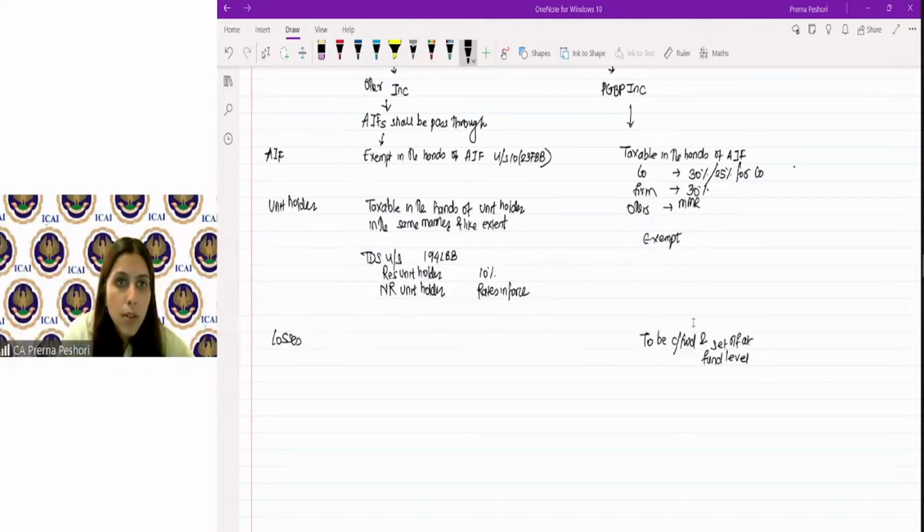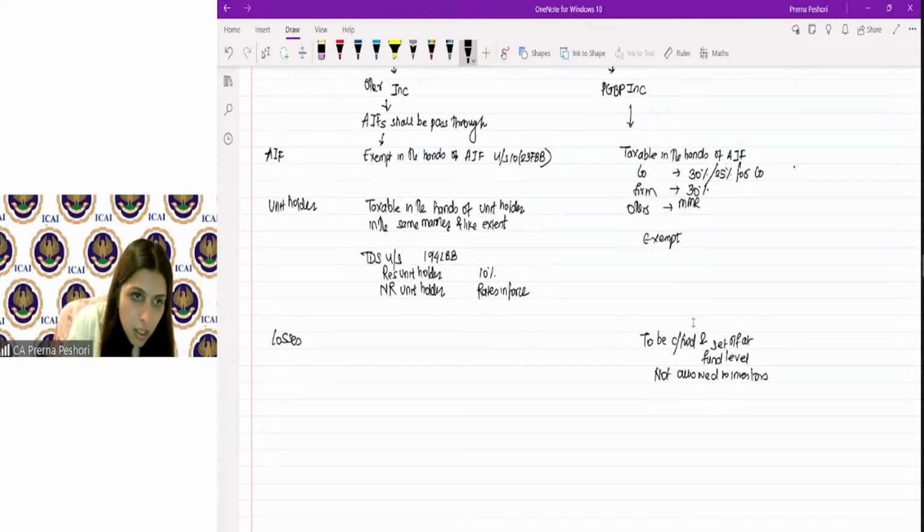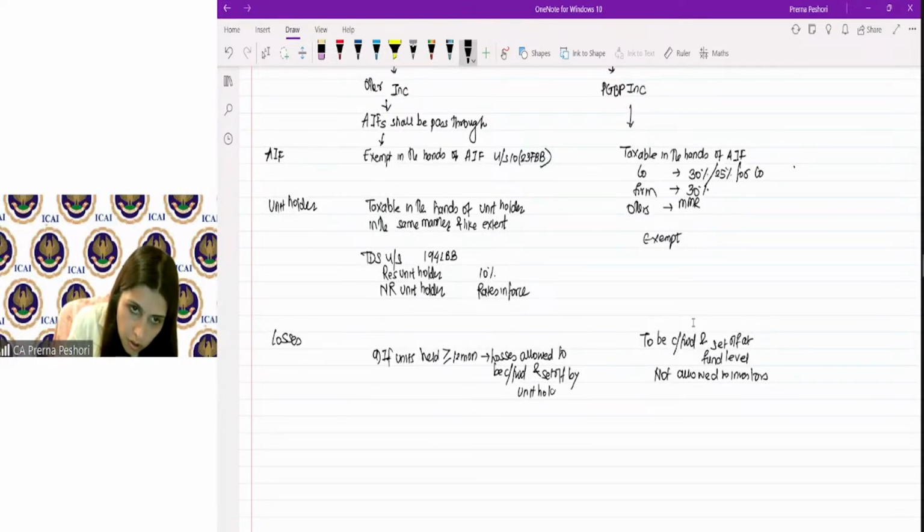So basically you can write down over here: for other income, if units held for greater than or equal to 12 months, losses allowed to be carried forward and set off by the unit holders. Firm cannot set off. Okay.